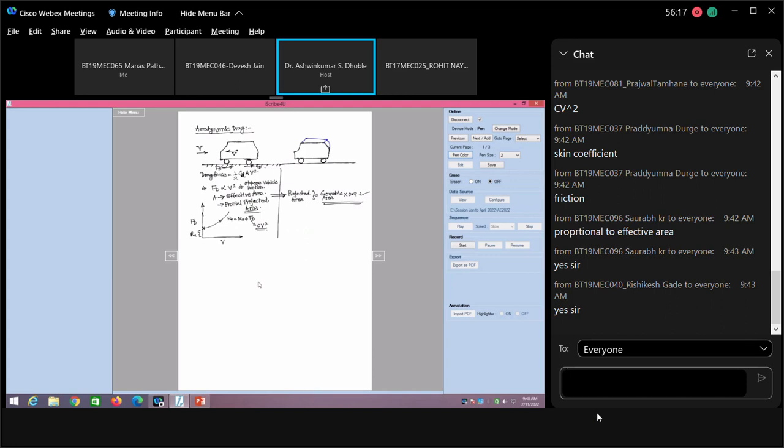So here, nowadays you get this, they call it a spoiler. Sir, you have seen in cars that some vehicles are given a spoiler like this. Sir, what is the purpose of this spoiler? This is across the width of the vehicle. So what is the purpose of this spoiler?